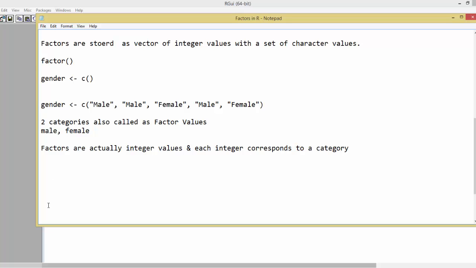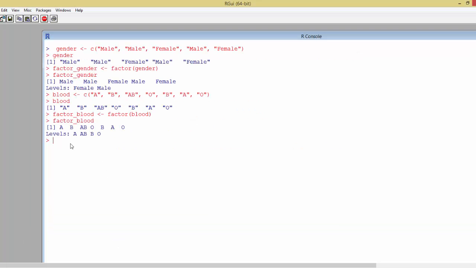So if you look at the structure of this factor, and you type in str of factor_blood, you can see that there are factors with 4 levels: A, AB, B and O more clearly, and then it automatically assigns the integer values of 1, 2, 3 and 4 for these. So 1 is A, 2 is AB, 3 is B and 4 is O.